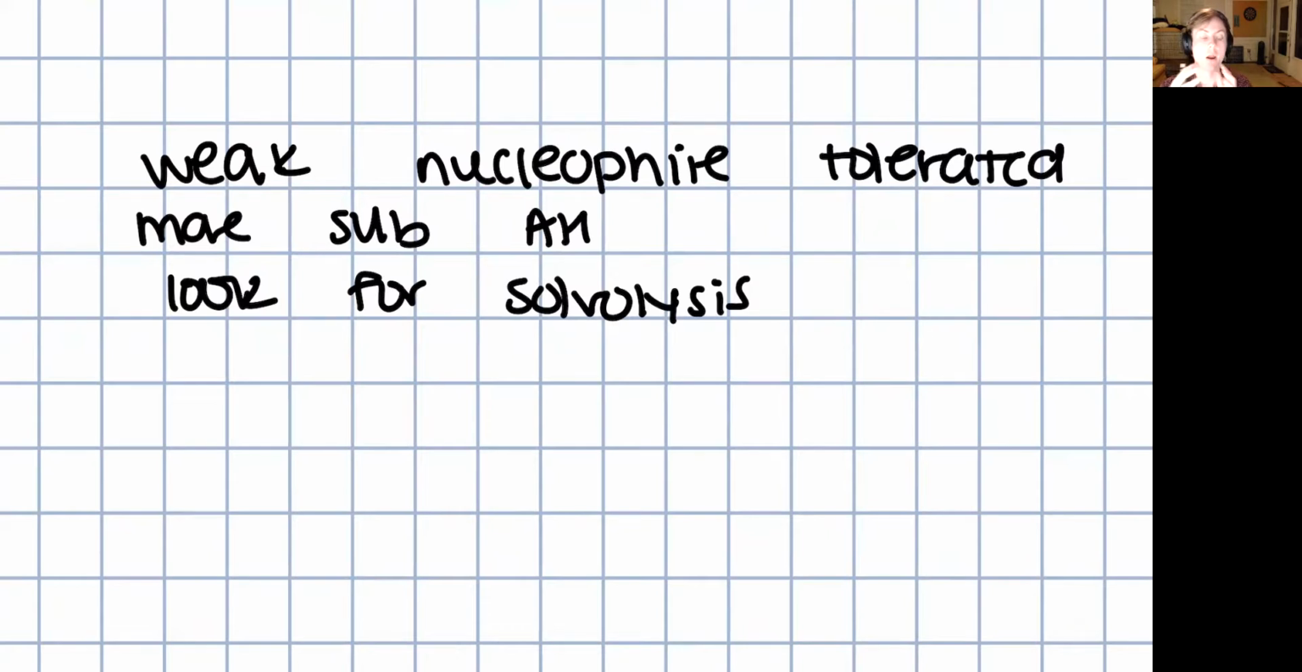Another key indicator that it's an SN1 or E1 is if we have a more substituted alkyl halide. And the final thing to note is to look for solvolysis and dehydration reactions, because these are SN1 and E1 reactions respectively.